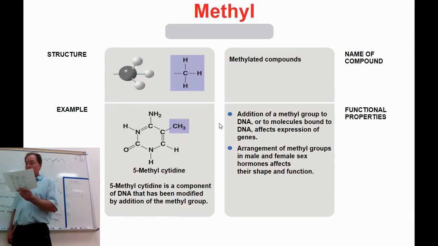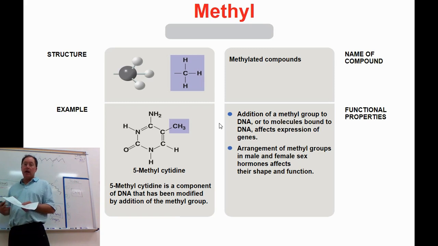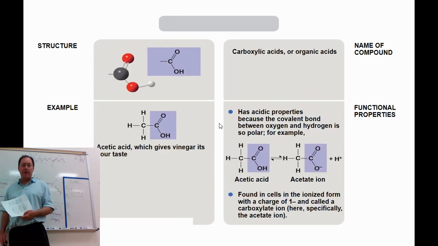Next one, methyl group. It's a CH3. We're going to see this sometimes, DNA gets methylated in order to turn on or off genes, which allows the genes to be expressed or not expressed, which has huge effects on an organism. You can see that under 5-methylcytidine down there under example. It just says that it's a component of DNA that has been modified. Go ahead and circle both those bullet points. You'll also see methylation occur in differences of those sex hormones that we saw earlier.